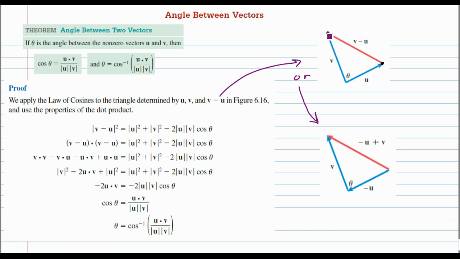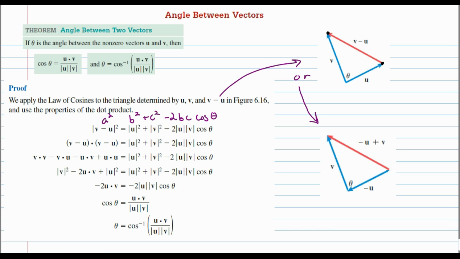Now if you remember, subtraction of vectors is a little bit different. We can look at this as u going the opposite direction, so negative u, and then adding on to it positive v, which then does create still that same vector. The law of cosines then says that the magnitude of v minus u, so this distance, squared is going to equal this distance squared plus this distance squared minus 2 times this distance times this distance times the cosine of theta.